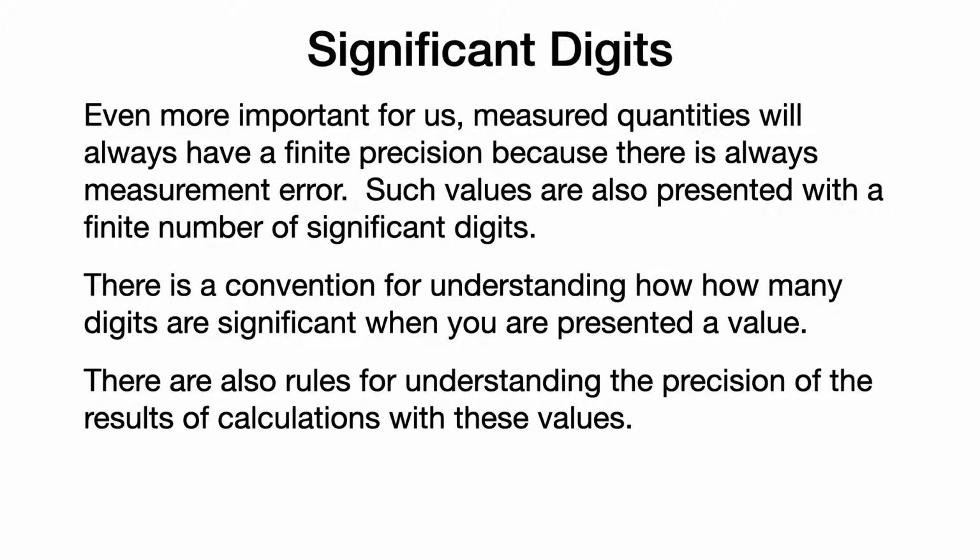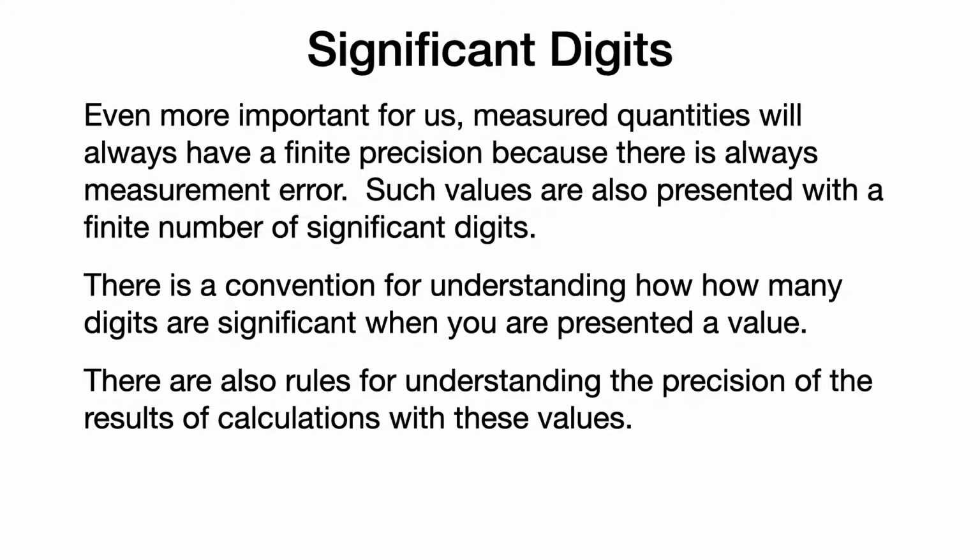Now, much more important to us is the fact that measured quantities will always have a finite precision because there is always uncertainty in measurement. Such values are also represented with a finite number of significant digits. Now, for us, it's not going to be important to learn at this time how we determine from measurement what the number of significant digits is in the measured values.